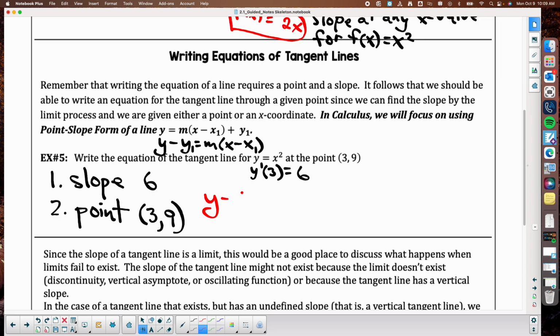y minus y1 equals m times x minus x1. This is the equation of the tangent line. You do not need to simplify it to slope-intercept. Like, you can, but they will always accept this answer. Or, the version that is written in the packet is the same thing, but plus 9. So if you like one more than the other, just pick one of them. But I'll accept both of them all the time.